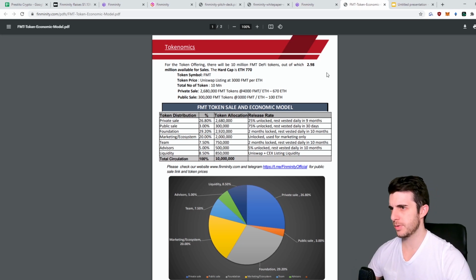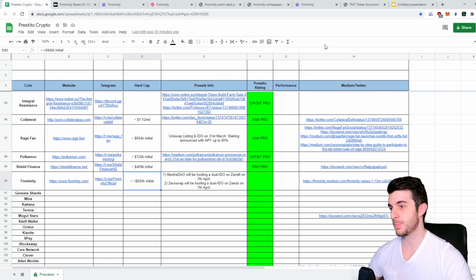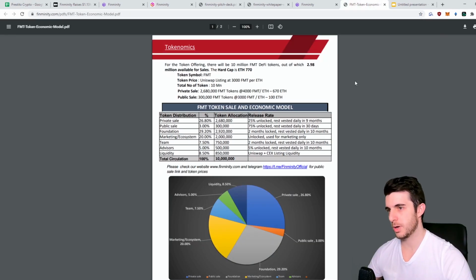So next up, let's have a look at the tokenomics. I think this is also where it really shines, because the initial market cap, as I took note here, is below 500,000. Obviously, that's super low. Their private sale, they raised 26.8% of the tokens, obviously 10 million total tokens, where they have 25% unlocked and the rest vested daily over 9 months.